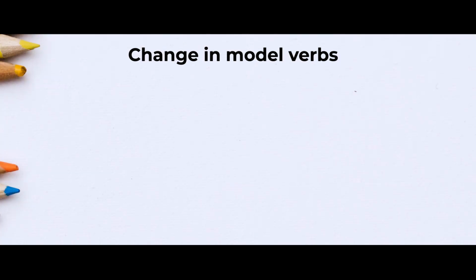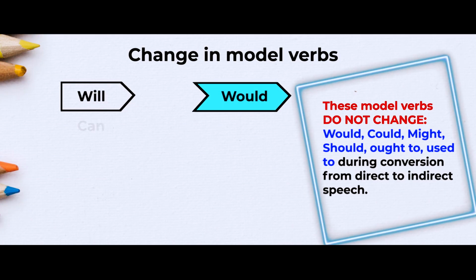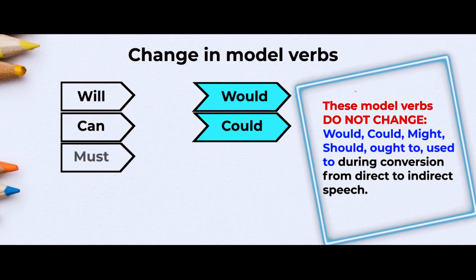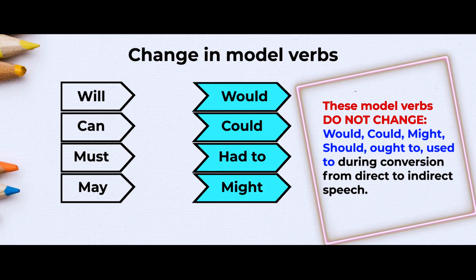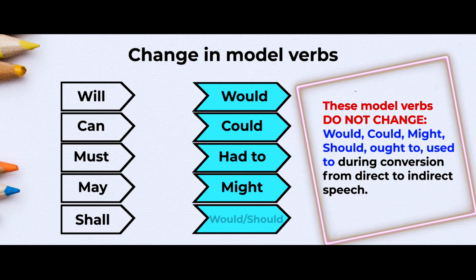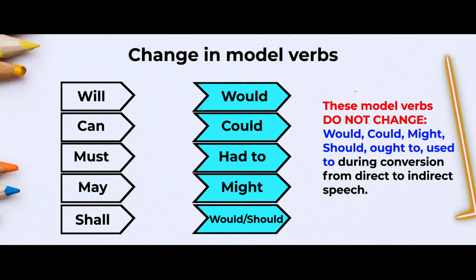Now let's look at some of the changes in modal verbs. Will changes to would, can changes to could, must changes to had to, may changes to might, shall changes to would, or should in reported questions. And there are also exceptions, okay? The modal verbs such as would, could, might, should, ought to, used to do not change while converting from direct to indirect speech.